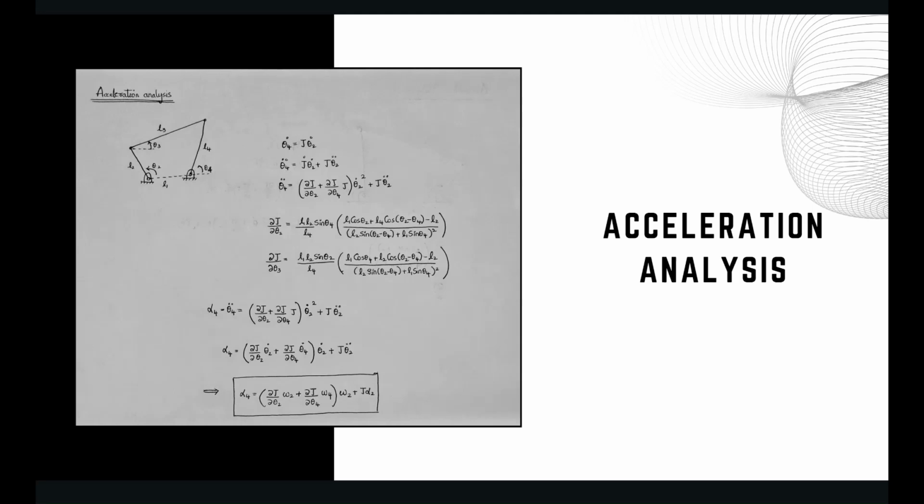Here in acceleration analysis, omega 4 is equal to Jacobian into omega 2. Here we perform the differentiation of omega 4 and omega 2 to get alpha 4 in terms of alpha 2 and omega 2. So the final answer that we would get in acceleration analysis is alpha 4 is equal to dou J by dou theta 2 into omega 2 plus dou J by dou theta 4 into omega 4, into omega 2, plus J into alpha 2. This is the acceleration analysis.